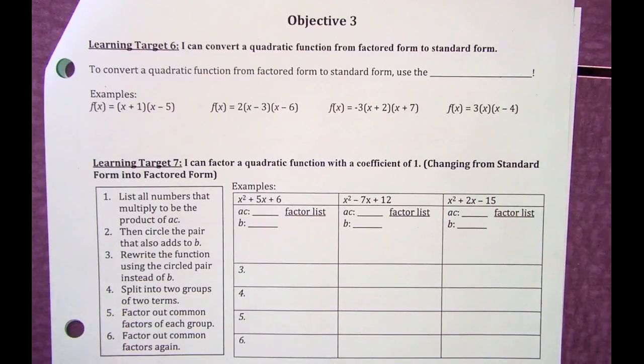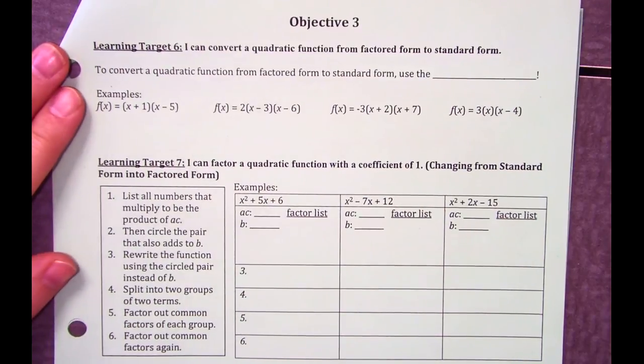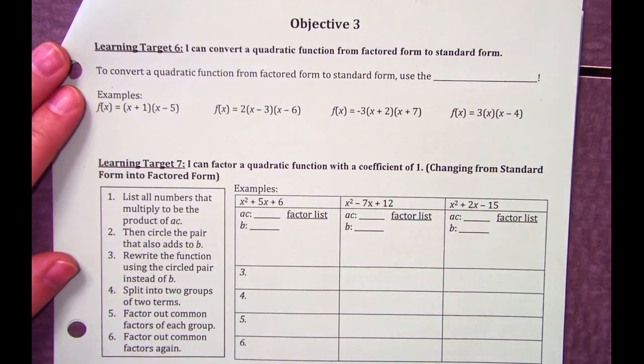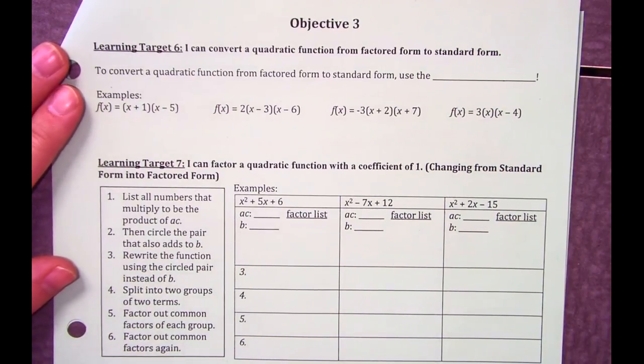So today we're going to be starting Objective 3, which is learning targets 6, 7, and 8. This objective talks about how to convert between factored form, vertex form, and standard form. So if you have one type of equation, you can rearrange it and turn it into a different type depending on the information that you need.